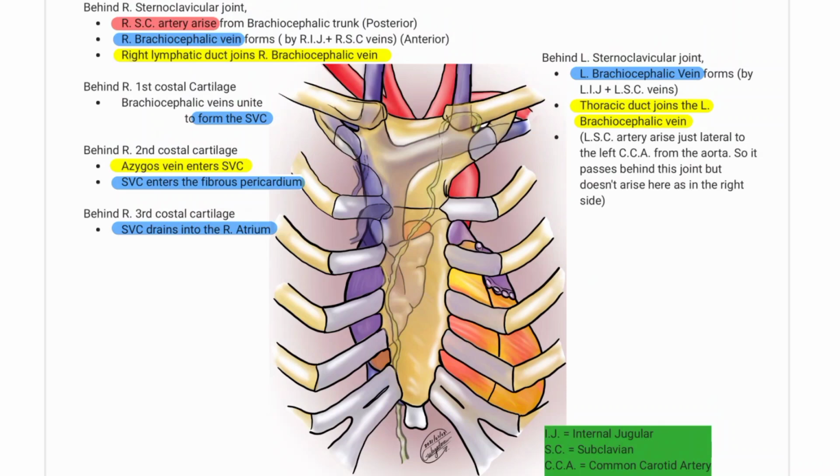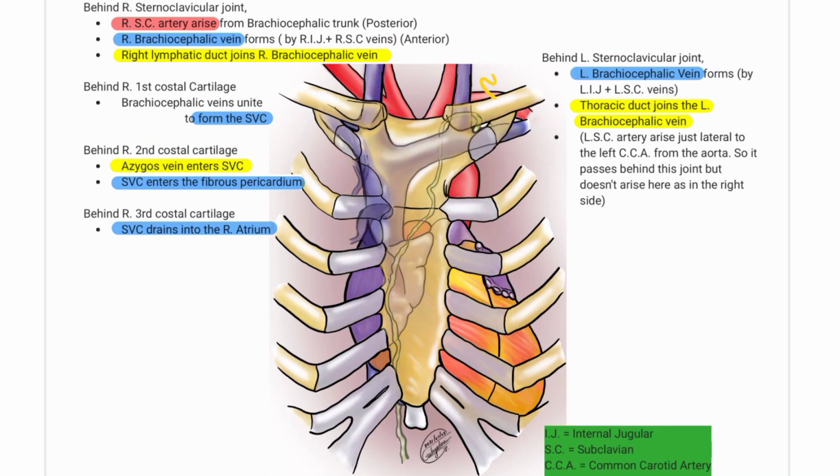So what did we learn up to now? The right brachiocephalic vein and the left brachiocephalic vein form behind the right and left sternoclavicular joints respectively, and the SVC forms by combining both of them behind the right first costal cartilage, and the SVC pierces the fibrous pericardium behind the right second costal cartilage, and it drains into the right atrium behind the right third costal cartilage.